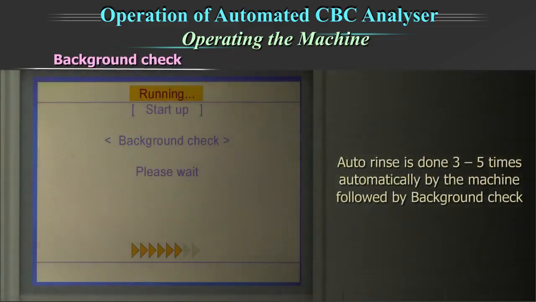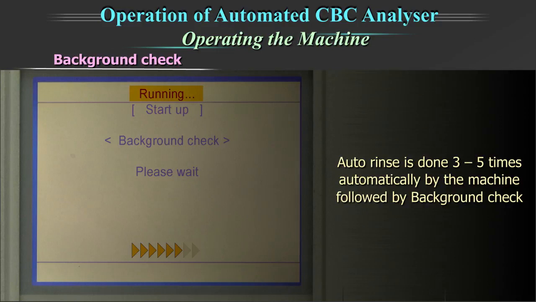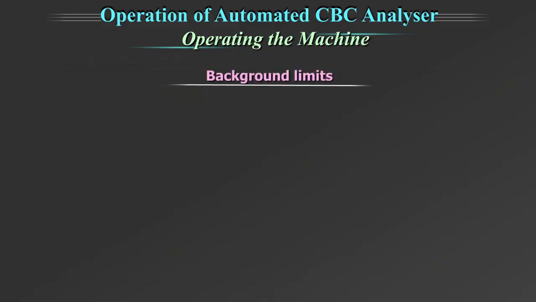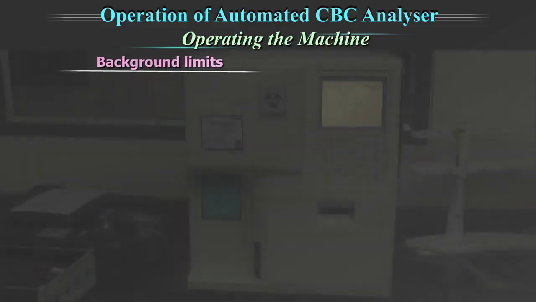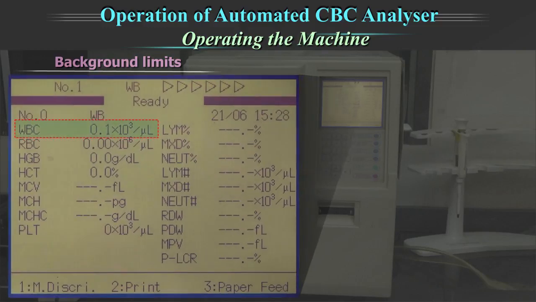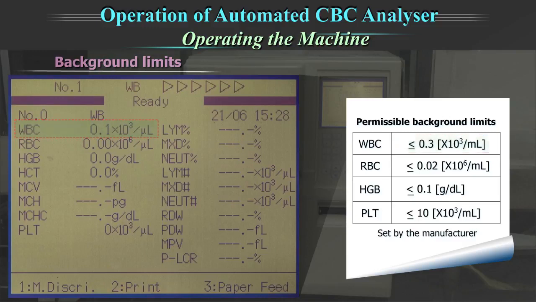Background check. Auto rinse is done 3 to 5 times automatically by the machine, followed by background check. Check the background limits. They should be within the permissible limits set by the manufacturer. Here, the TLC count or the WBC count is 0.1 into 10, which means 100 cells per microliter, indicating the machine is giving an error of 100 cells in the total white blood cell count for each sample. This falls within the prescribed limit of 0.3 into 10 or 300 cells per microliter.